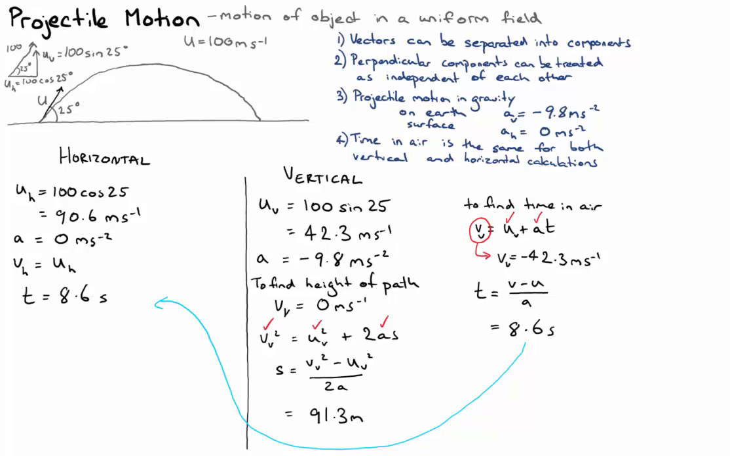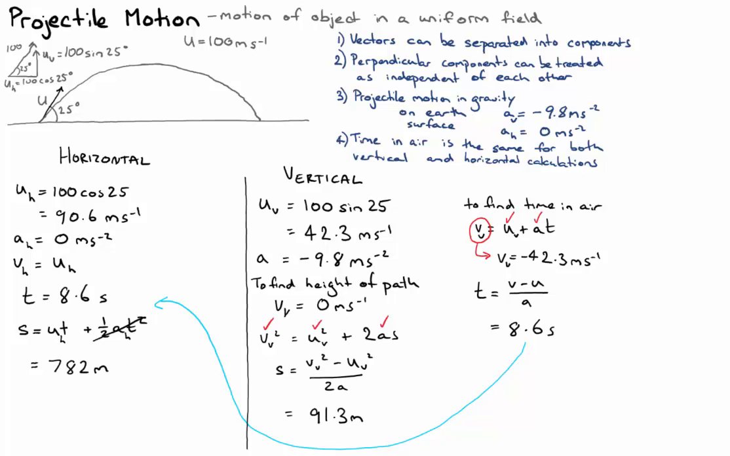And I could use this kinematic equation, s equals ut plus 1/2 at squared. These are all in the horizontal direction. I know that my horizontal motion has a 0 acceleration, so that whole term drops out. So I can just plug in what I have for my initial horizontal velocity and the time, and I get a final answer of 782 meters.